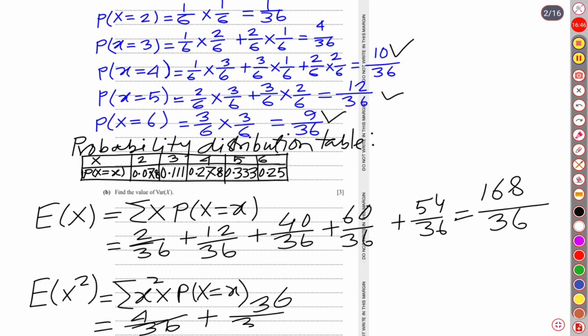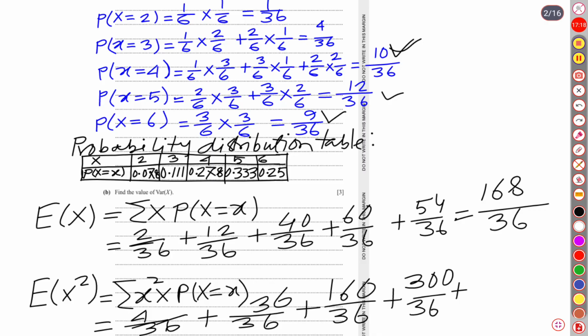Third score. Third score was 4. 4 squared means 16. If we multiply 16 by 10, it is going to be 160. 160 over 36. Well, then the fourth score was 5. So 5 squared means 25. 25 into 12, which is 300. 300 will be divided by 36.